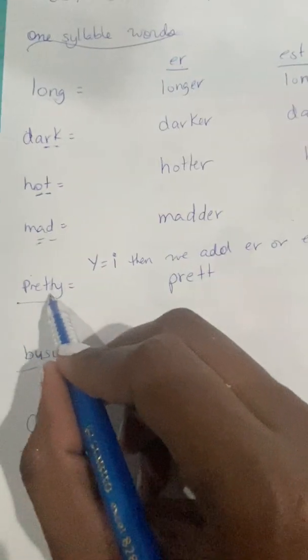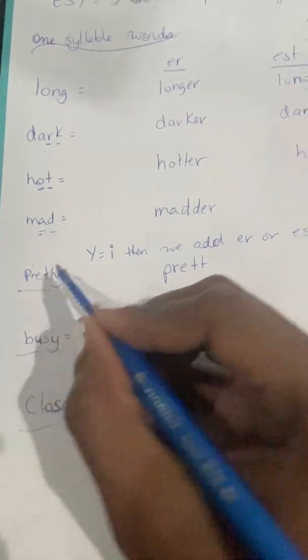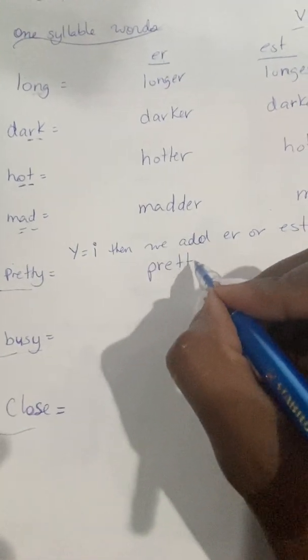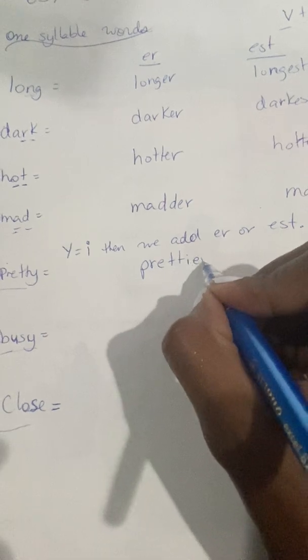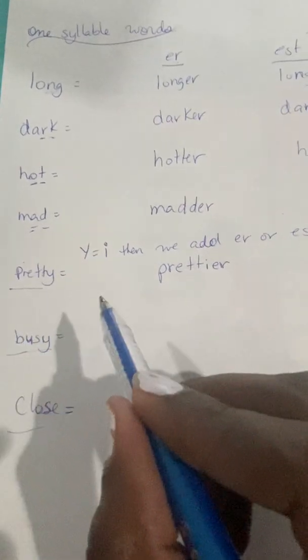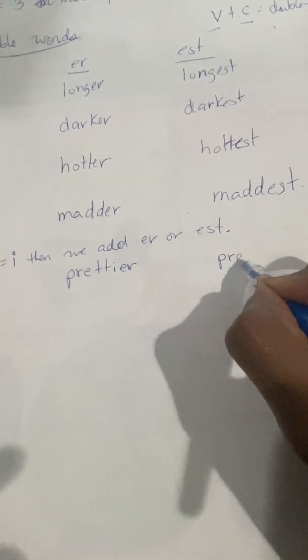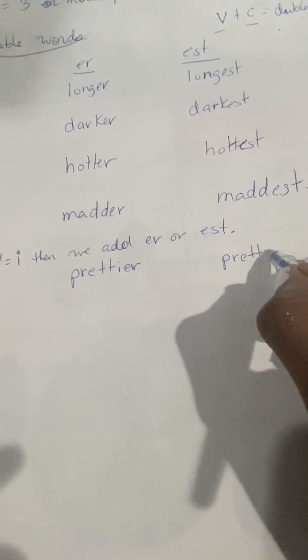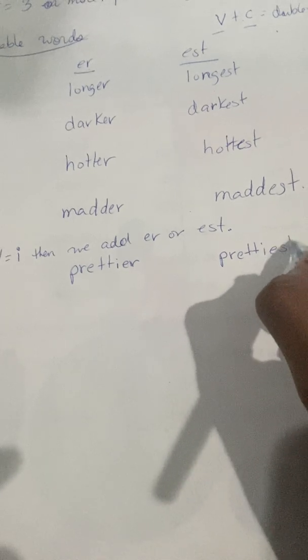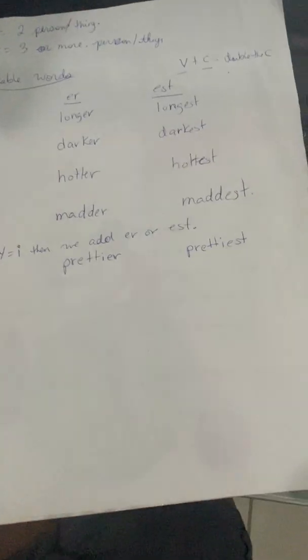So pretty becomes prettier. Let me write it here. P-R-E-T-T. I will keep everything. All I'm doing is changing the Y. That Y now becomes an I. Then I add ER. So it becomes prettier. And then I write the word here again, P-R-E-T-T-I-E-S-T. Then it becomes prettiest.